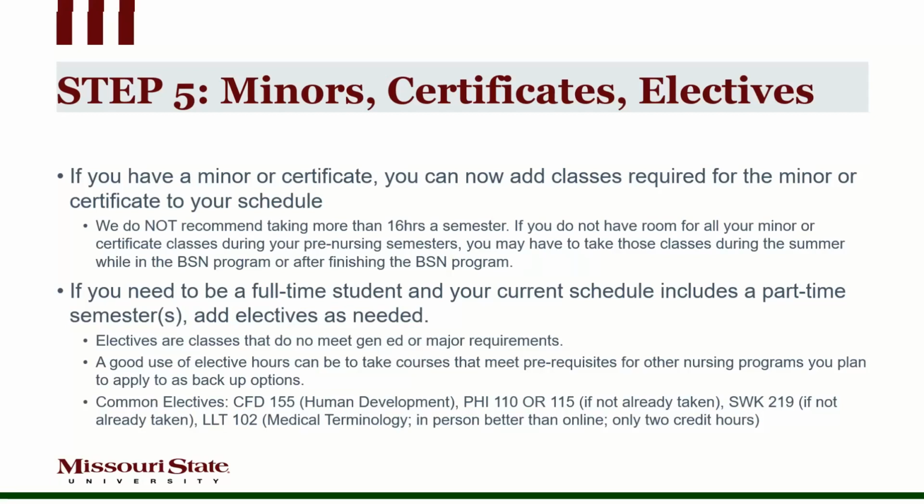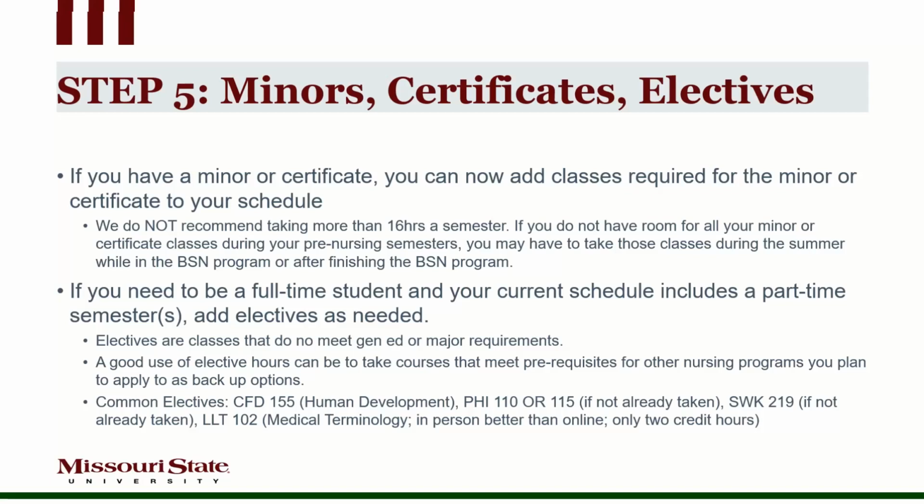So don't feel bad if you don't have a minor. If you need to be a full-time student and your current schedule includes a part-time semester, you can add electives as needed, and I will show you what that looks like. Just note that electives are classes you do not need for your degree. You don't need them to meet a general education requirement or a major requirement, but you are taking them maybe because you need credit hours for a scholarship or something.